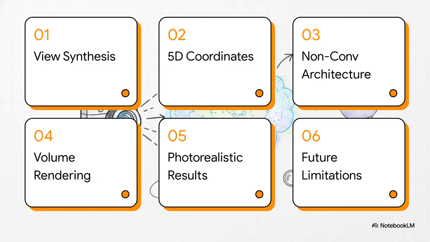Okay, so here's our agenda for today's explainer. First, the view synthesis revolution. Second, demystifying 5D coordinates. Third, non-convolutional network architecture. Fourth, differentiable volume rendering. Fifth, photorealistic results and impact. And finally, number 6, future frontiers and limitations. Let's just jump right in.